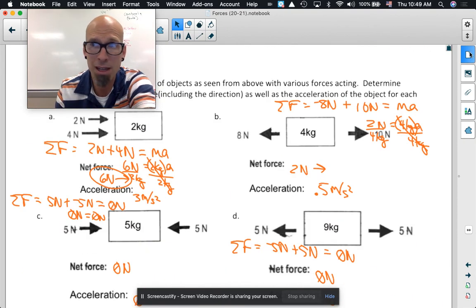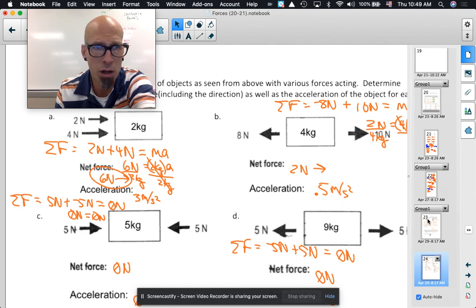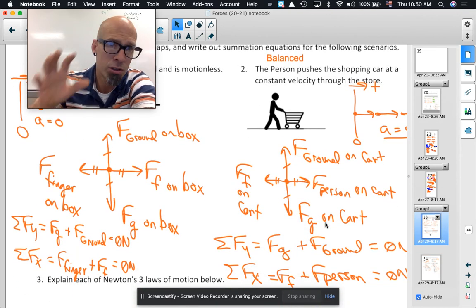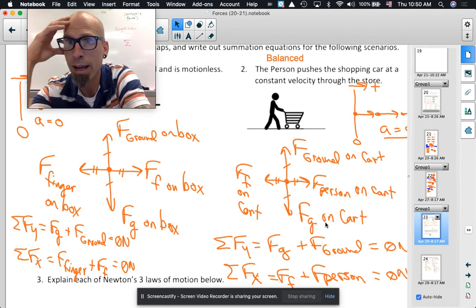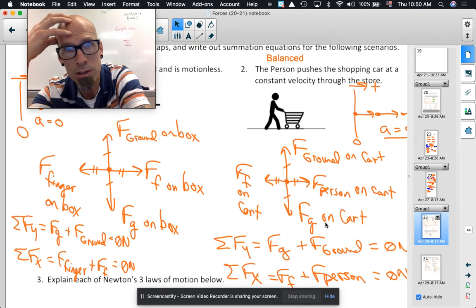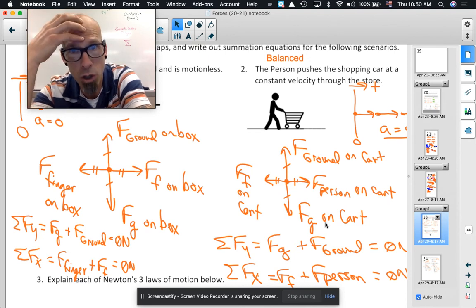Hopefully you'll go back and study and make sure you know the laws, and not just that you know them, but you believe them. Make sure you can write out force diagrams, that you can put motion maps in place, that you can write out summation equations. I mean, all the stuff we've been practicing, it's all going to be on there.